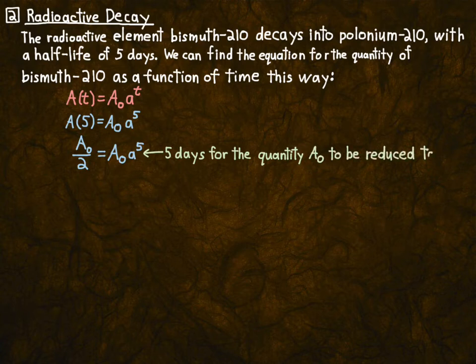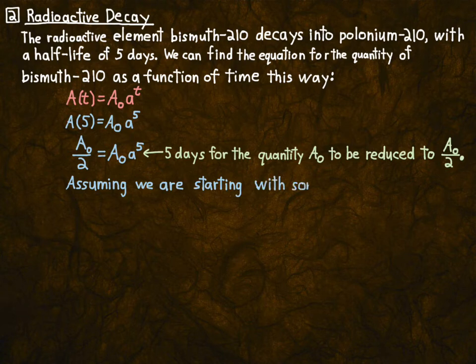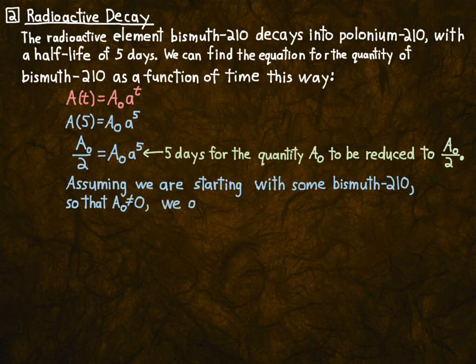Okay, so this is 5 days for the quantity A naught to be reduced to A naught over 2. So assuming we are starting with some bismuth 210, so the A naught is not 0. I kind of said this already. Then we get this. We can divide by the A naught on both sides, and we get a to the 5th equals 1/2.